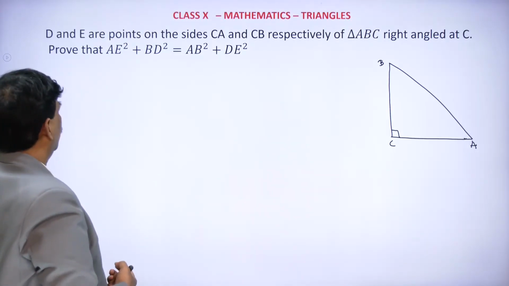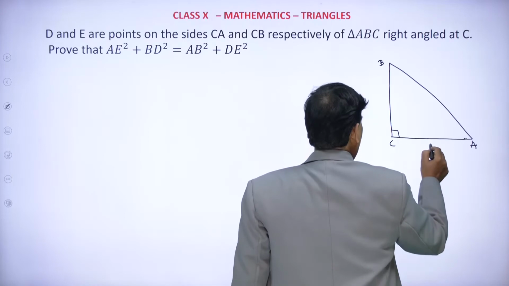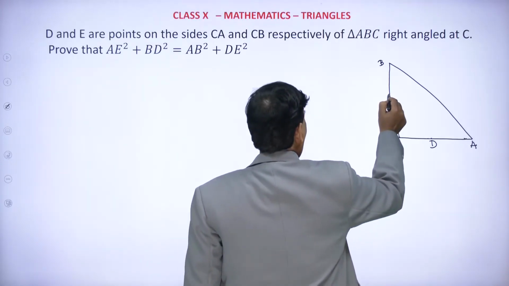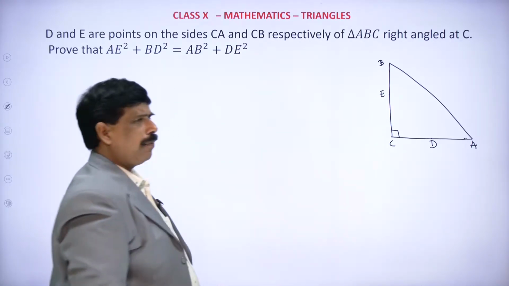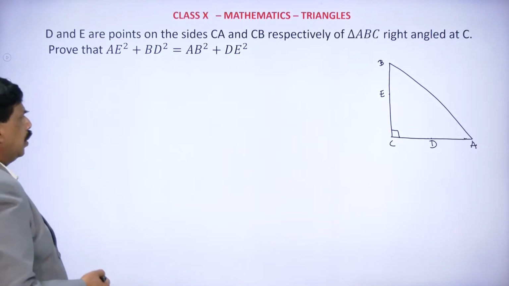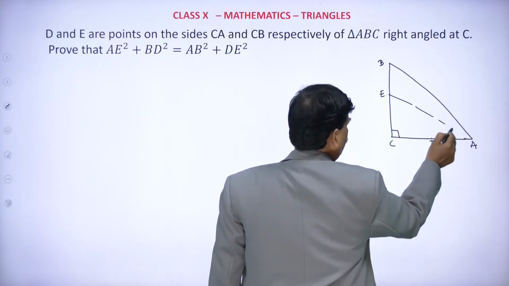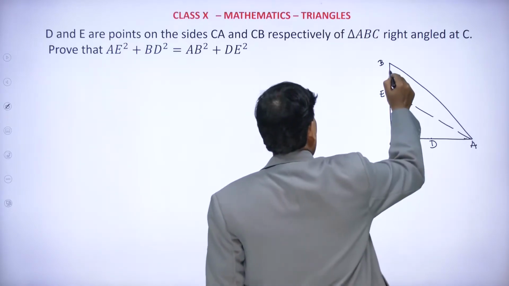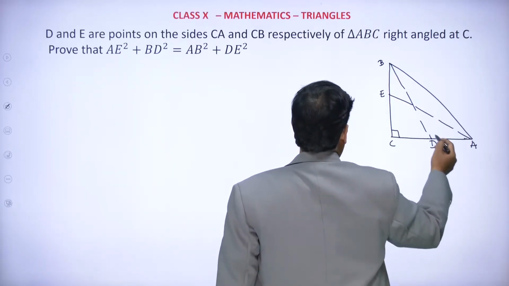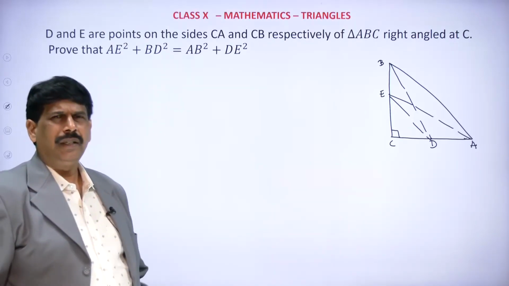In this right triangle ABC, D is a point on the side CA. So here D is a point on the side CA. E is a point on the side CB. Okay. E is a point on the side BC. Now, this is what you have to show, AE square. That means you have to join A to E. You have to join AE square. BD square, that means you should join even B and D. AB square is already there. DE square, that means you also should join D to E. This is the question. Okay? So now what is given here?